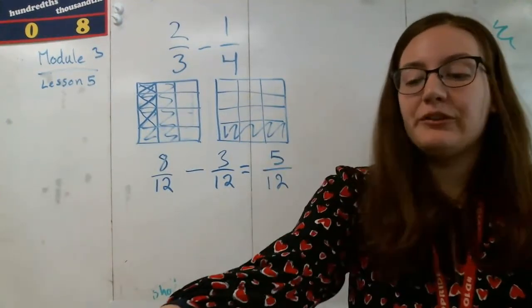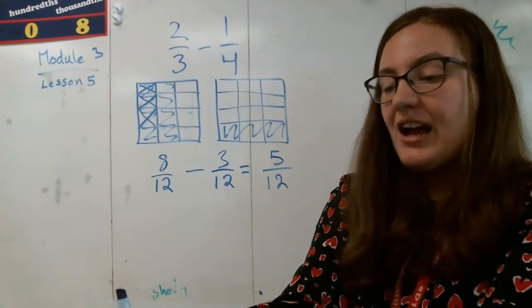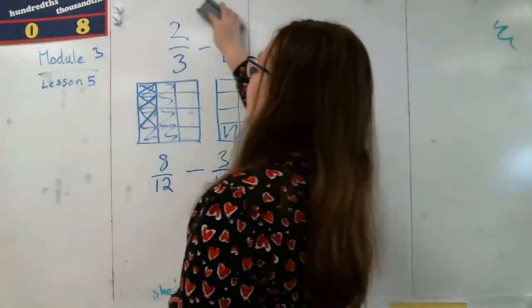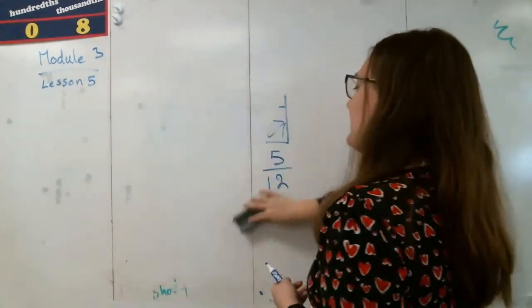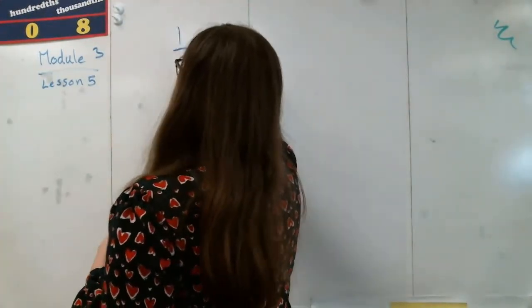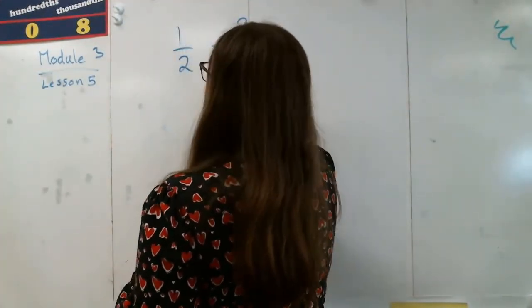All right, we are moving on to our very last problem together, and this problem is going to be on the back. It is number 4. And this model is going to be one of those kind of big models. So we have 1/2 minus 2/7.